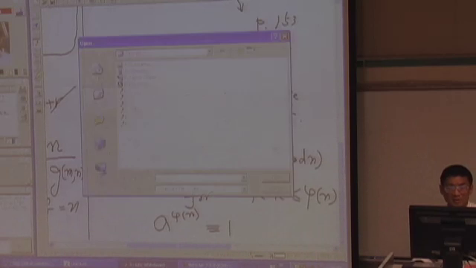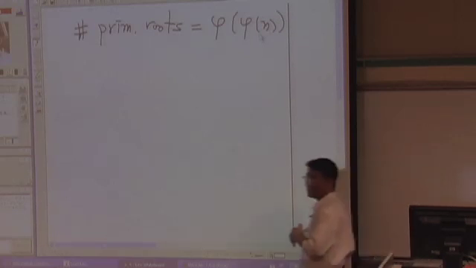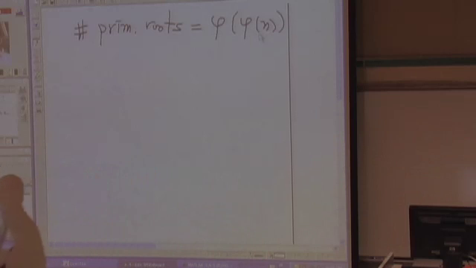So we are not very interested in this kind of calculation. We are more interested in the number of primitive roots. The number of primitive roots is equal to what? Very easy, phi of phi of n, if it exists. If it doesn't exist, how many? 0.